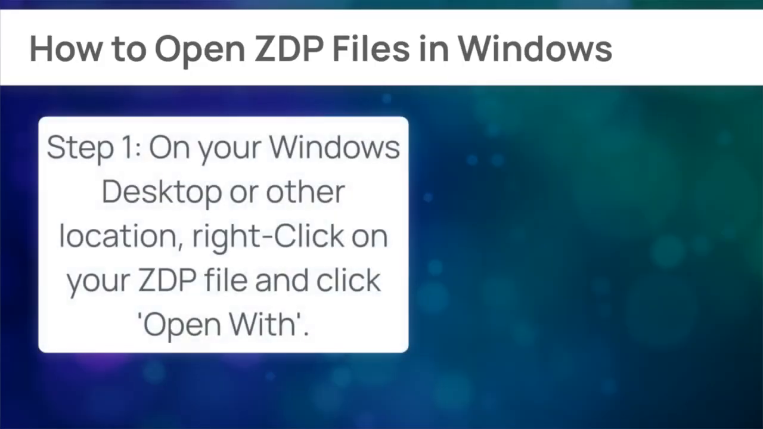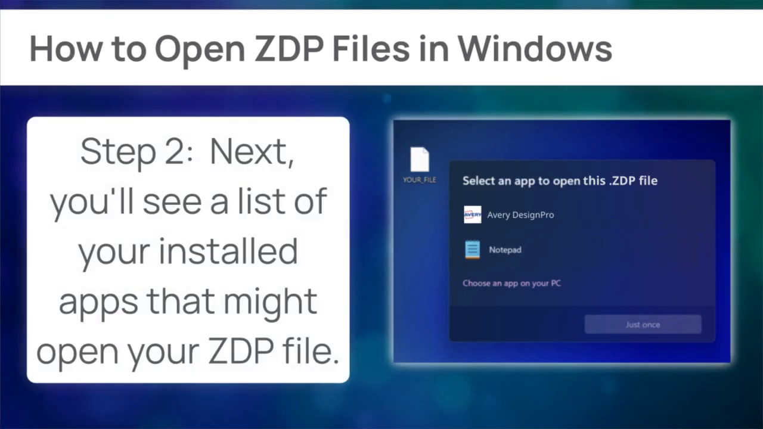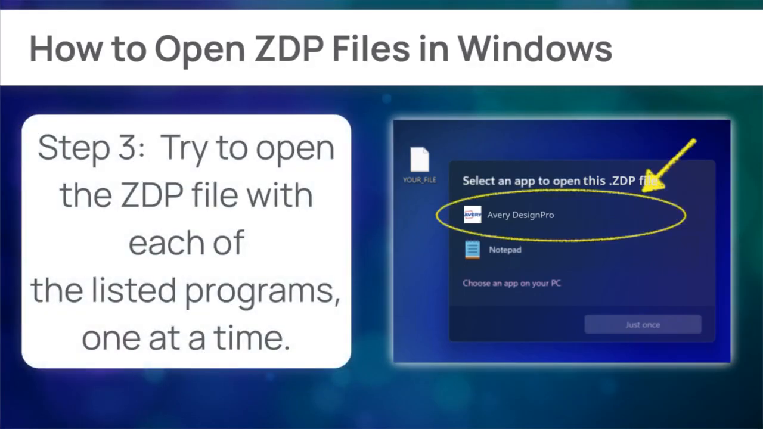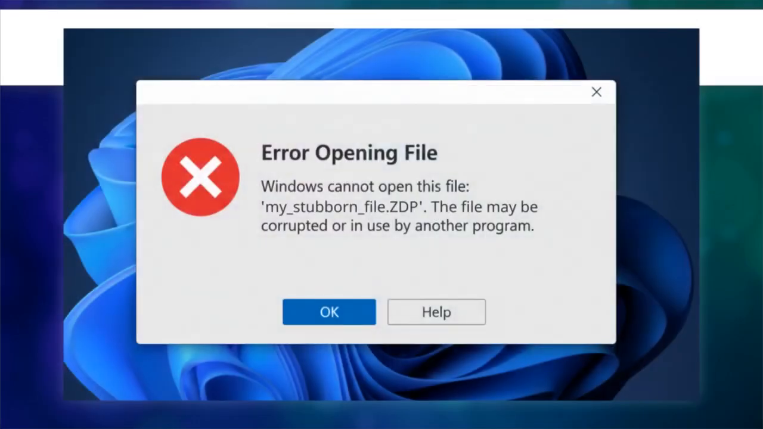To bypass the error, right-click the ZDP file and choose Open With. Test Avery DesignPro if it is an option. If it's missing, select any other program. Some niche tools handle the format better. If you still can't open the ZDP file, it's okay. A specialized format like ZDP demands specialized preparation.